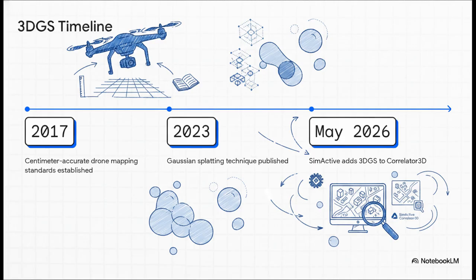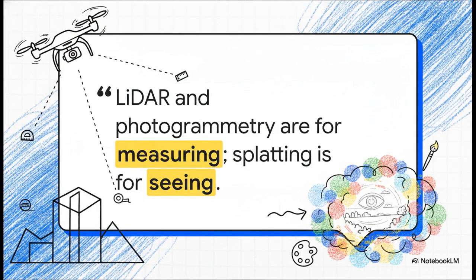The mapping and surveying industry now treats this not as some neat little gimmick, but as a standard, totally expected output. So the crucial point is this. It all comes down to one absolutely vital distinction. LiDAR and photogrammetry are for measuring. Gaussian splatting is for seeing. If you take just one single thing away from this explainer today, let it be this.